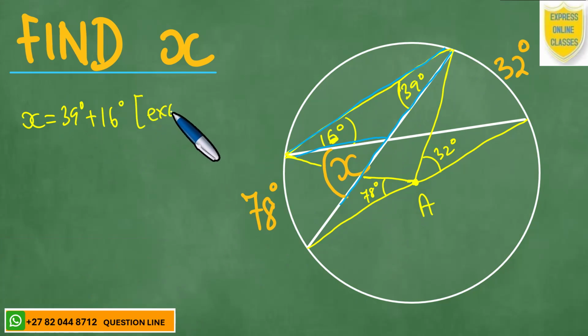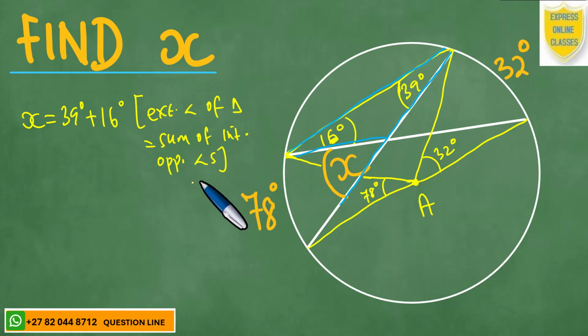And the reason for this is that the exterior angle of a triangle equals the sum of the interior opposite angles. So now in this case, with 39 and 16, we add those up.